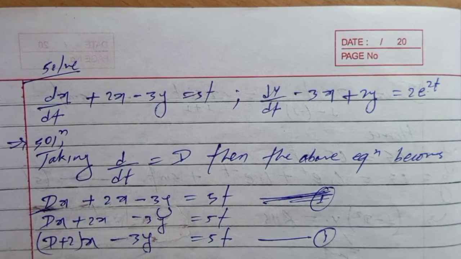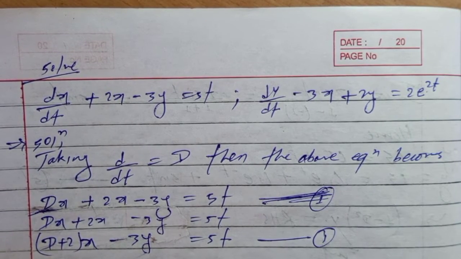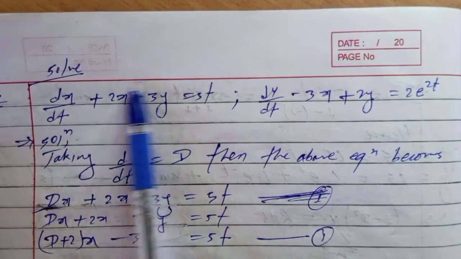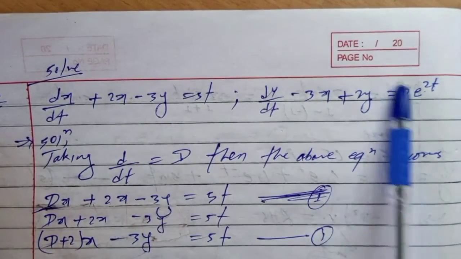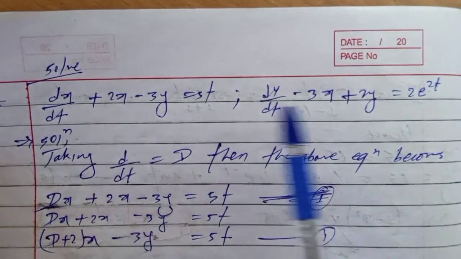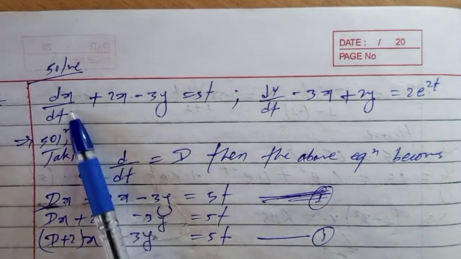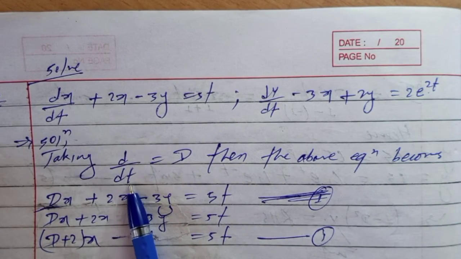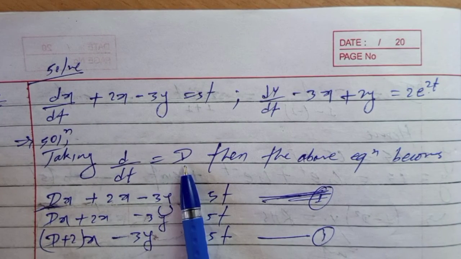Hello guys, again we have got another numerical problem to be solved by the simultaneous differential equation. That is, there are two equations, so it is called simultaneous. There are two equations. First we have to convert it into symbolic form with the help of D. Then wherever there is d by dt, we are going to replace it by capital D.